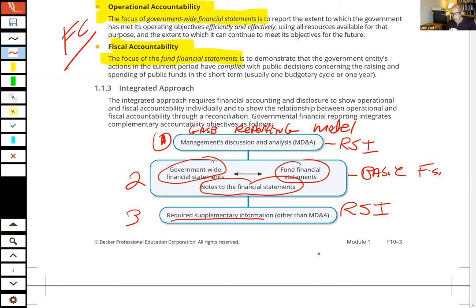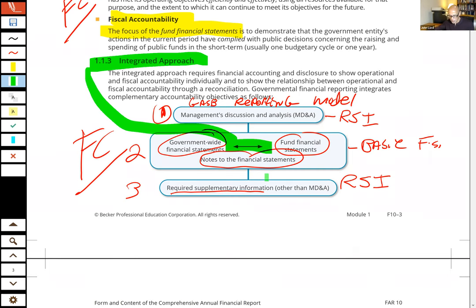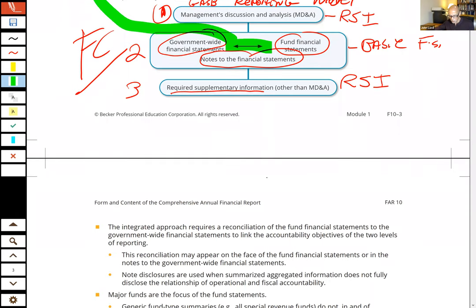That would be talked about in a narrative form in the MD&A, and then in the government-wide and the fund financial statements, you'd understand why all of a sudden there was so much more money put into, say, public safety. So they embellish, they add the required supplemental information, it adds to what you're seeing in the basic financial statements. Now, flashcard that model, please. Flashcard the basic model and the order, 1, 2, 3, okay? But they talk about this integrated approach. And this integrated approach is basically describing that little arrow that goes back and forth.